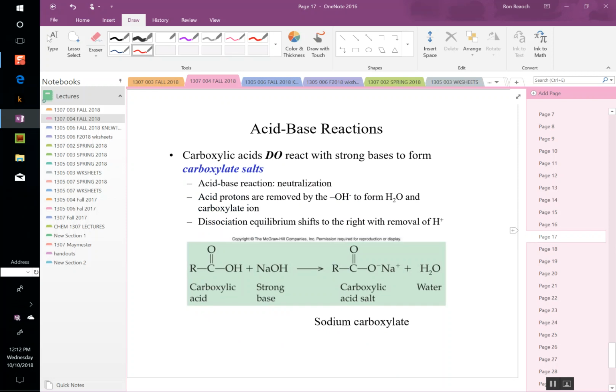We will get into the acid-base reaction. That was not the acid-base reaction. That was just simple dissociation. We'll get into the acid-base reaction and really plow into esters on Monday.